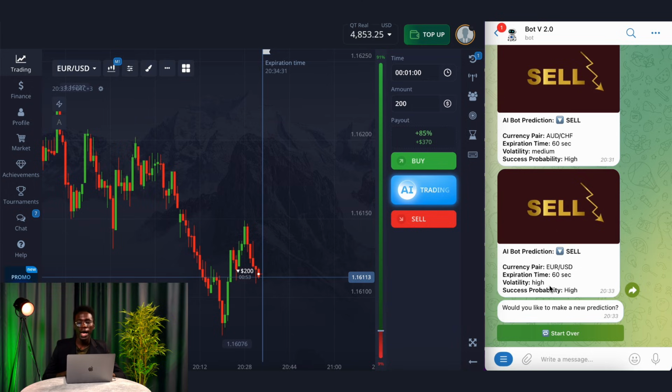Predicted by our AI powered trading bot, artificial intelligence powered trading bot version 2.0 to be a sell. 60 seconds expiration time, volatility level to be high, success probability to be higher as well. Holding on tight to see how this is going to play out, ladies and gentlemen. And what is this going to be? Is this going to be our second win for today? We are about to find out.